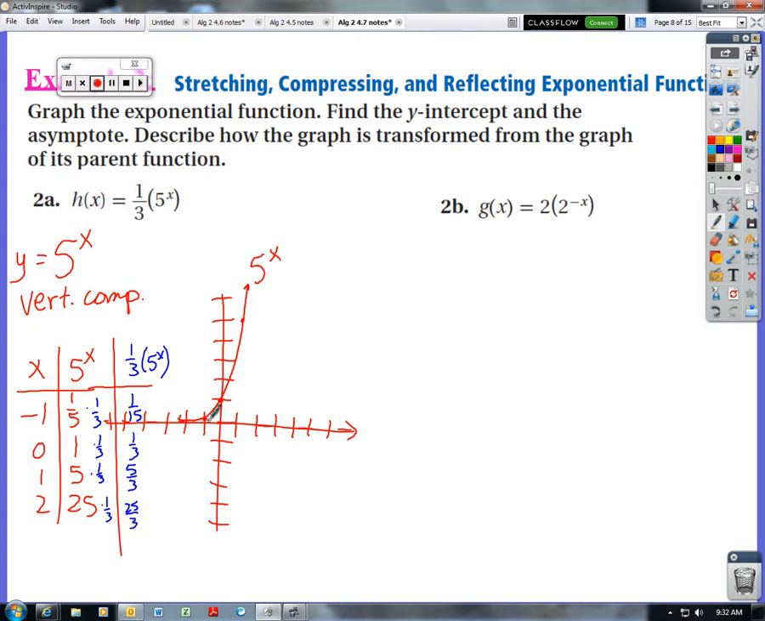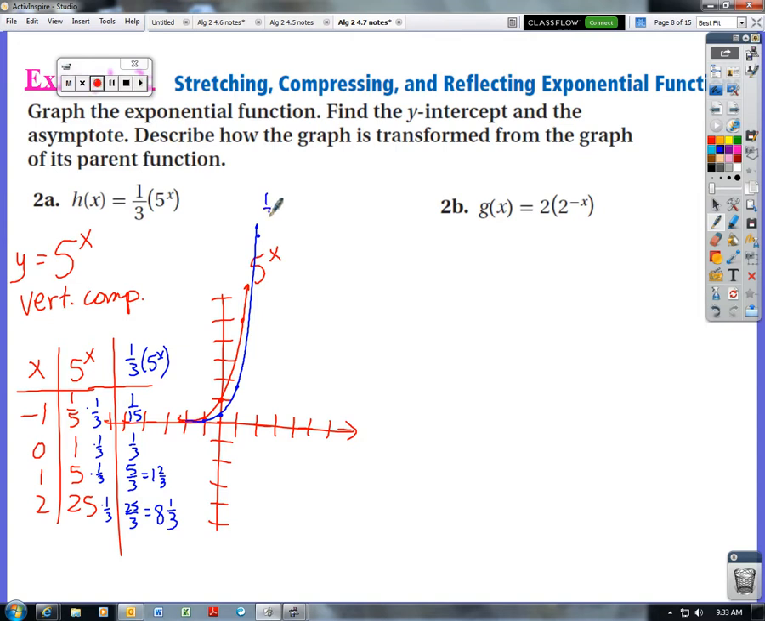So I'm at -1, 1/15. That's really tiny, so it's real close. 0, 1/3, about a third of the way up. 5/3 is the same as 1 2/3. So over 1 and up 1 2/3. 25/3 is the same as, let's see, 3 goes into 25 8 times with a remainder of 1. So 8 1/3. Over 2 and up 8 1/3. 1, 2, 3, 4, 5, 6, 7, 8 1/3. So somewhere up there.